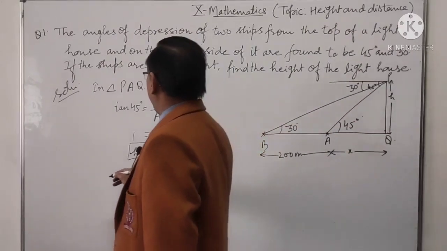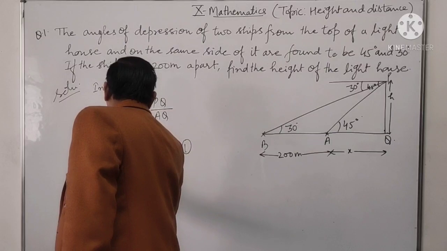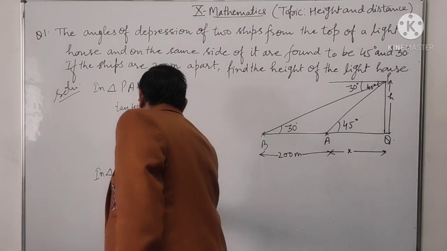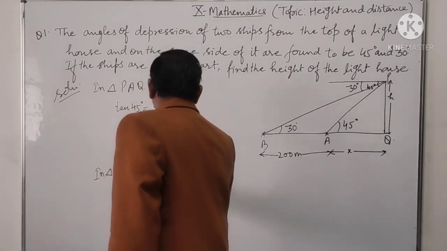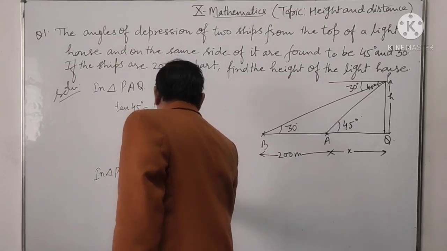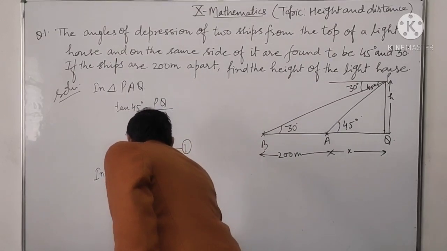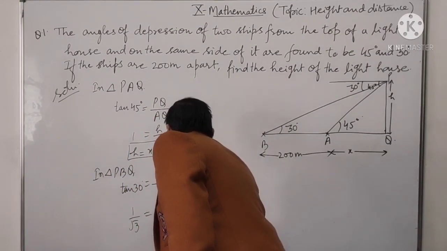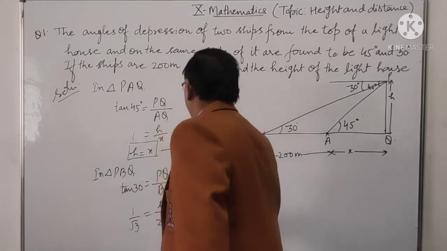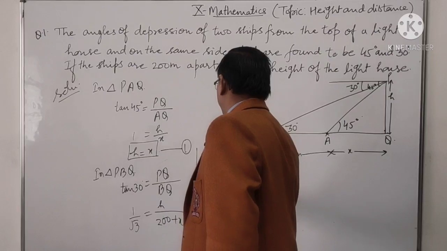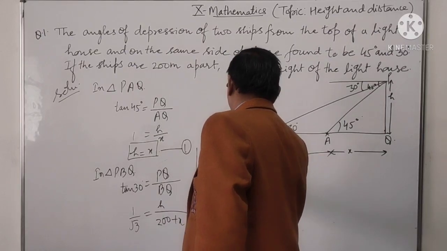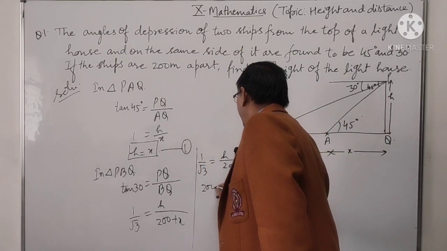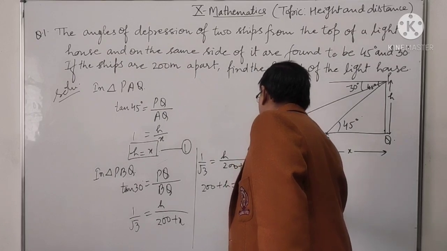Then, in triangle PBQ, tan 30 degrees equals perpendicular, same PQ, and base is BQ. Tan 30 is 1 upon root 3, PQ equals h and BQ is 200 plus x. Since x equals h, 1 upon root 3 equals h upon 200 plus h. Cross multiply, we will get 200 plus h equals root 3 h.